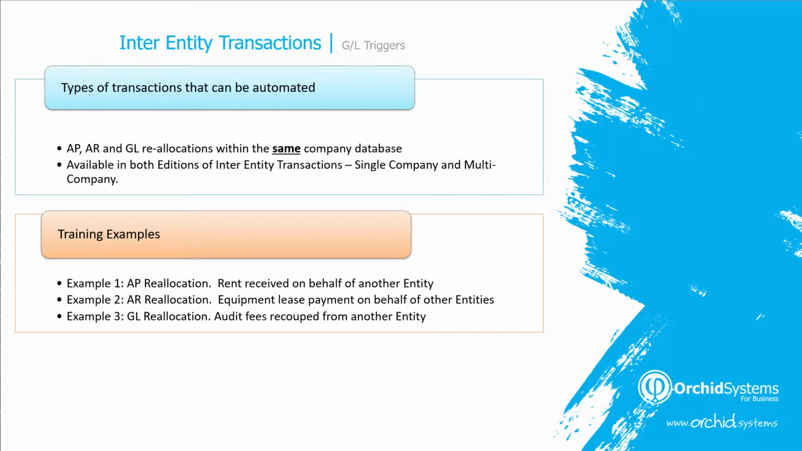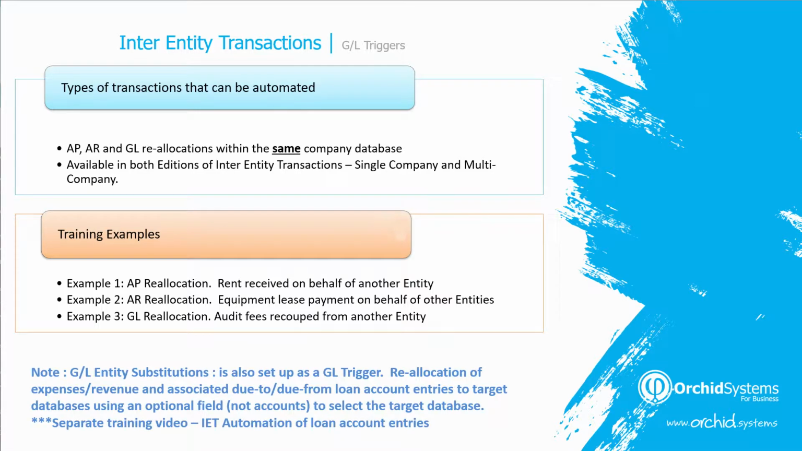And the last example I'm going to run through is an example of a GL reallocation. For example, Entity 1 may pay the audit fees for Entity 1 and Entity 5, but want to recoup the audit fees from Entity 5. And they may want to record this in a loan account, as opposed to within a subledger.